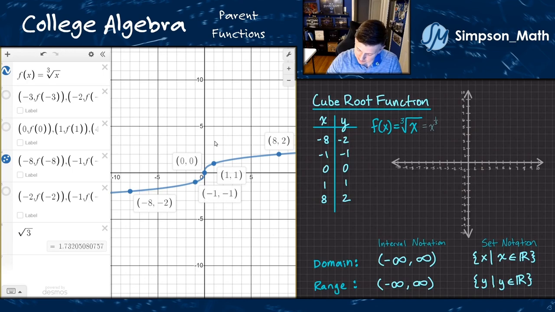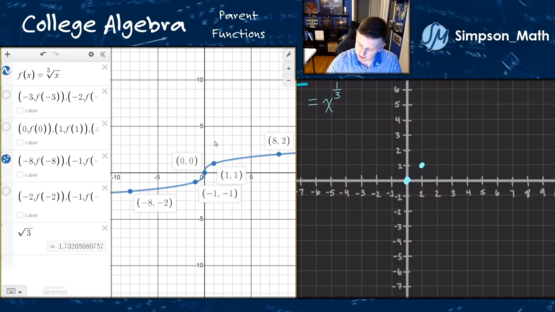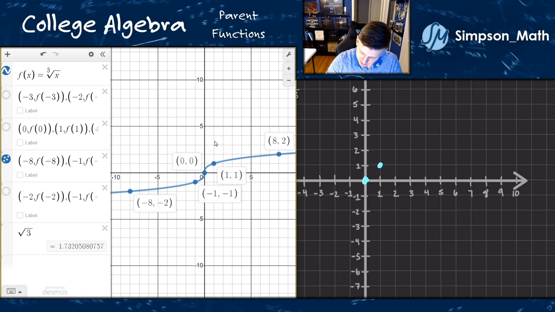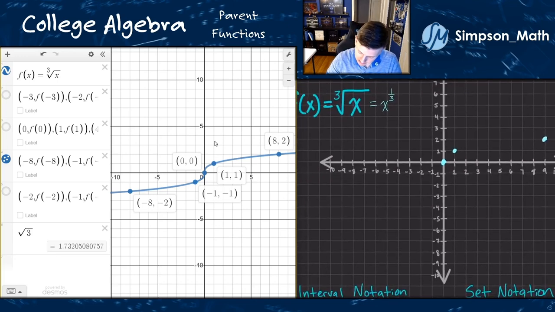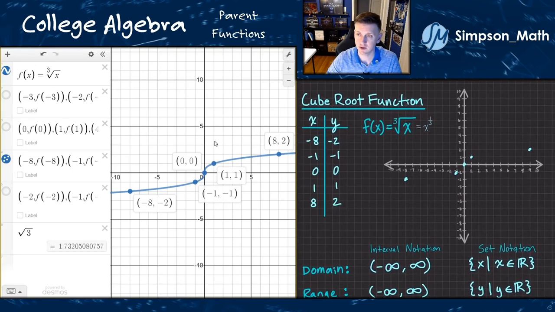So let's start with 0, 0, and then 1, 1, and then not 2, but all the way over to 8. So 1, 2, 3, 4, 5, 6, 7, 8, and then up 2, and I'm going to have a dot there. So let's put the dot there. At this point with these three dots, it's kind of like the square root, but just shorter. And then negative 1, negative 1, negative 8, negative 2. So those are the dots that we get from our table graphed.